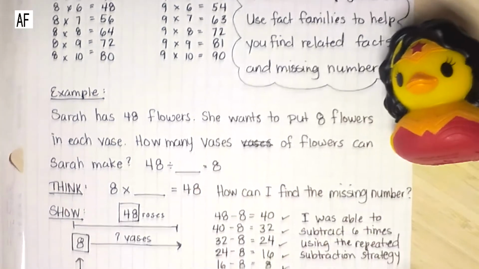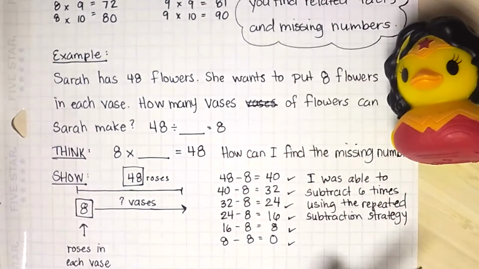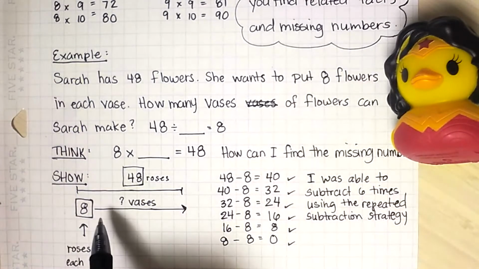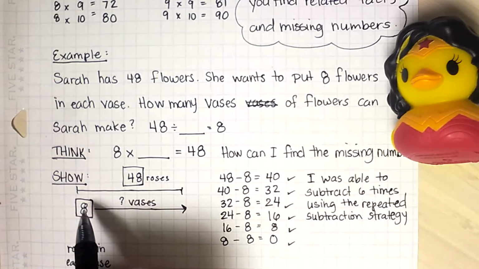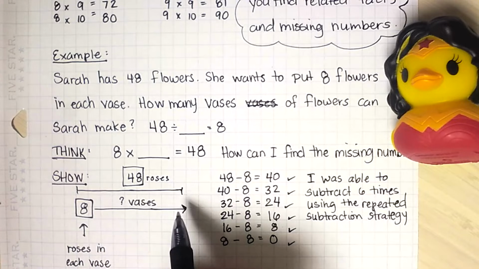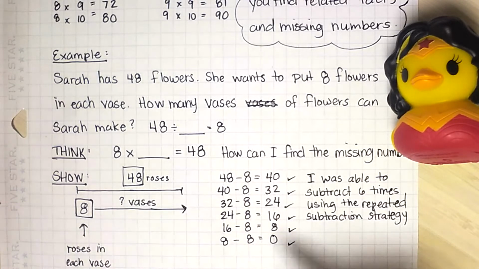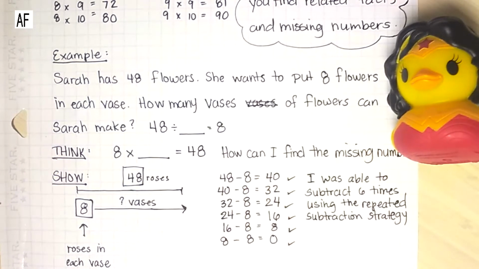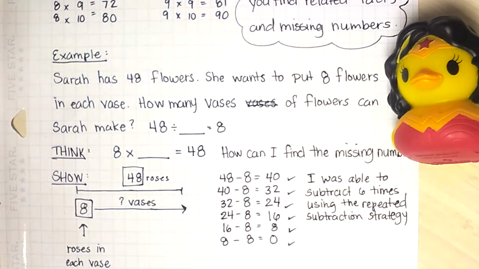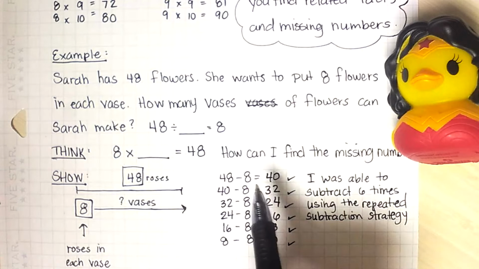How can I find my missing number? So I can do it a couple ways. I can draw. So I can make my bar diagram. So I have 48 roses all together. There's 8 roses in each vase. I need to figure out how many vases I have. So I use my strategy of repeated subtraction here. Now with repeated subtraction, I subtracted 8 from my group of 48 at a time because each vase, like we said, has 8 roses in it.